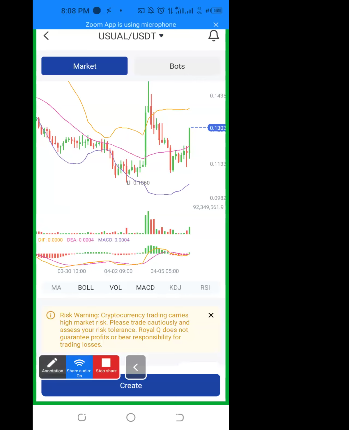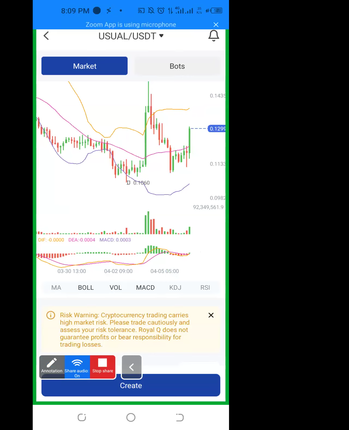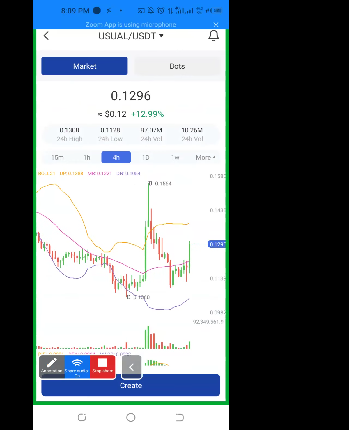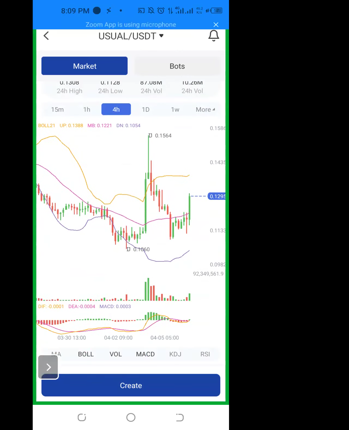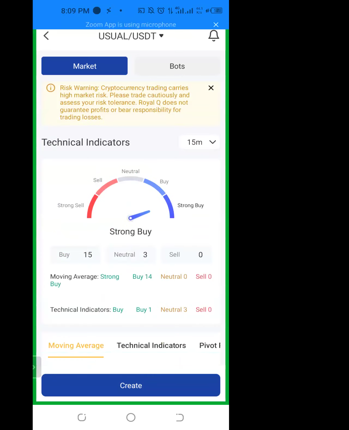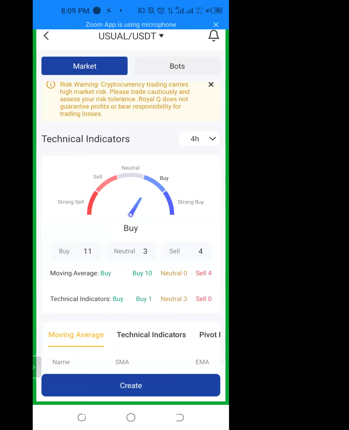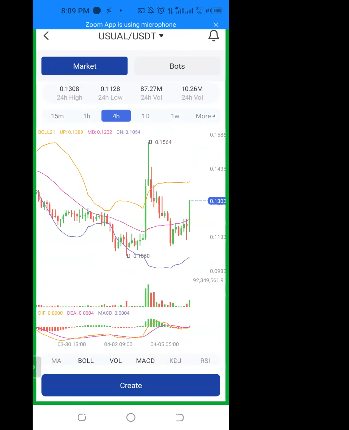See, it has formed a golden cross here. A green candle. If another green candle forms here, I pray it forms, so that in this trade they'll be able to get their trade closed. On the 4 hour, if another candle forms there, and the indicator on the 4 hours shows that it's already on a buy zone, so if the buy turns to strong buy, then the coin will go up.